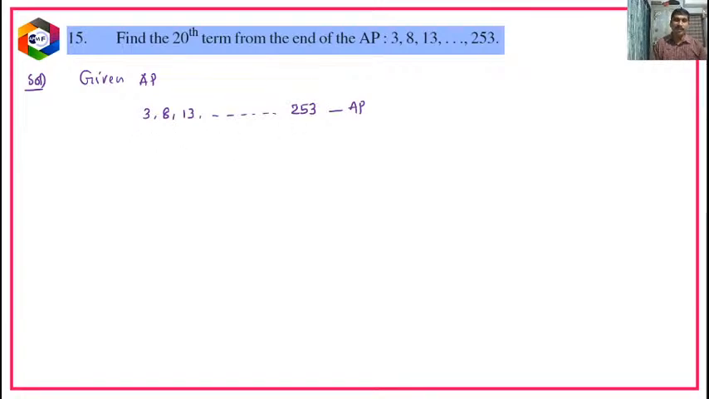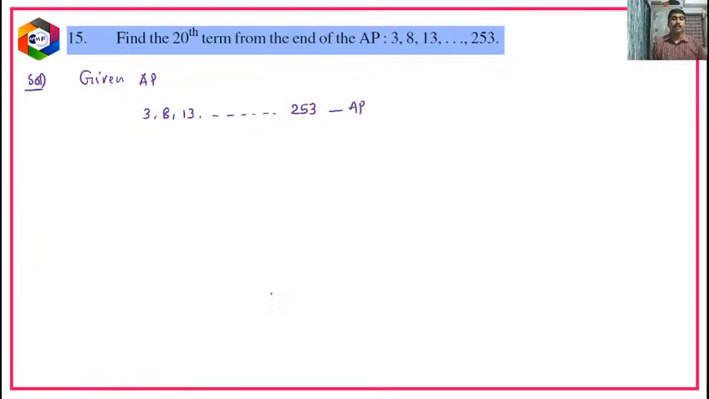Now we need the 20th term from the end, not from the starting. If you want the 20th term from the starting, it means a plus 19d, very easy. The value of a we know is 3 and d is plus 5. Once we know that, we can find it.